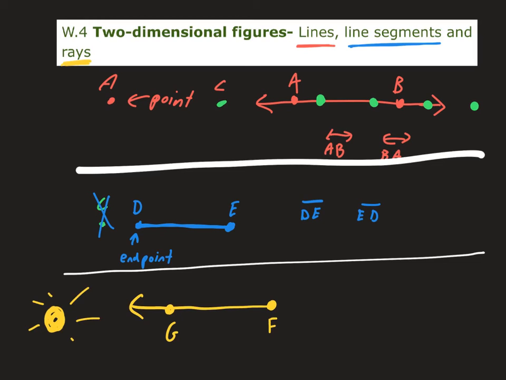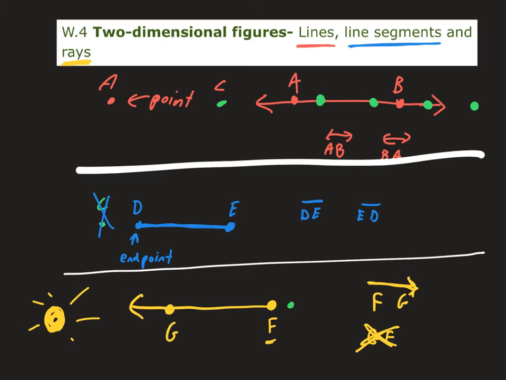However, this point is not because it is an endpoint. So here's the endpoint. We can call this ray, there's only one name now. It's called FG. We cannot call it GF because it doesn't start with G. We always have to start with the endpoint. So we cannot call this ray GF, it's only FG. That is the one name for it.